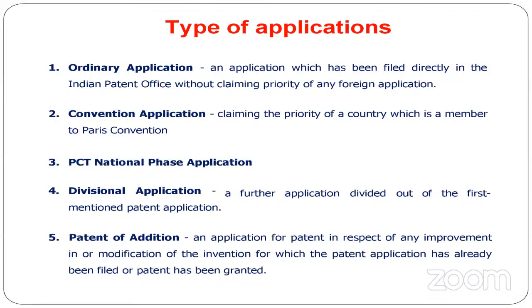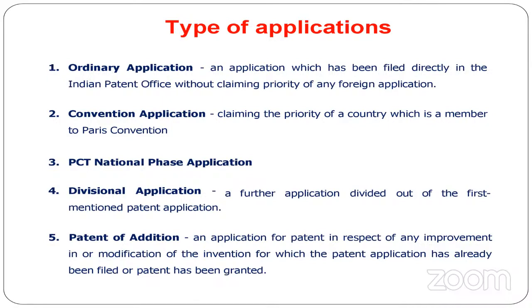So next is the type of applications. This is also very important. When you file your patent application, there are several types you can file, like the ordinary application, which you can file directly at the Indian Patent Office without claiming priority from any foreign application, or a convention application claiming the priority of a country which is a member of the Paris Convention, through the PCT route, a PCT national phase application, or you can file a divisional application.